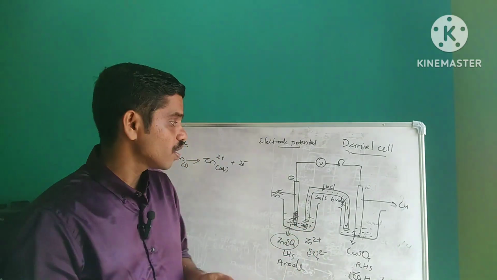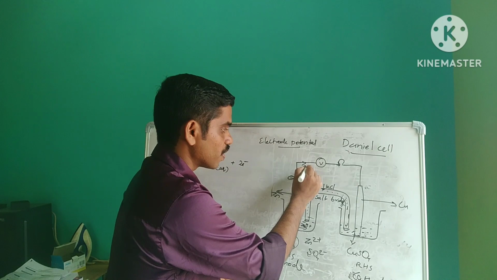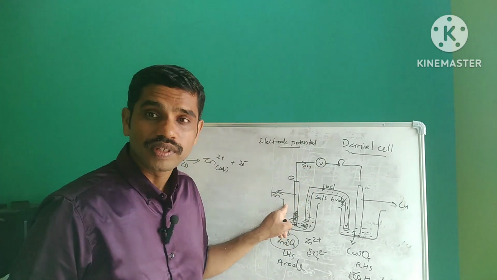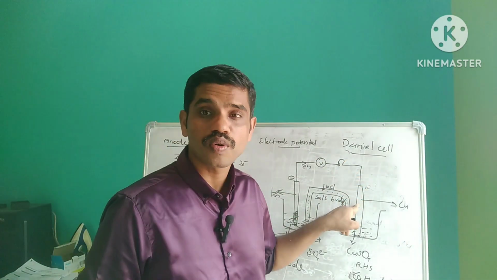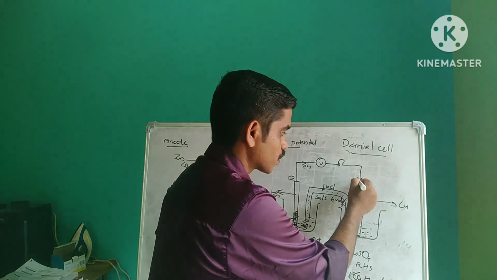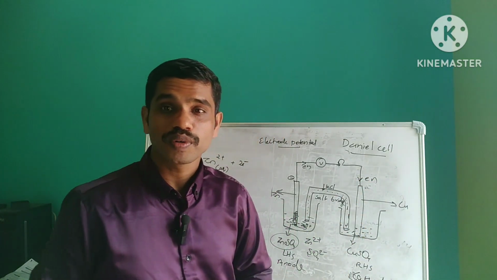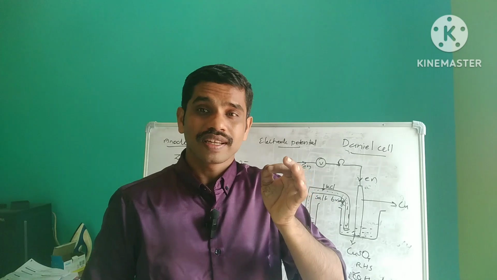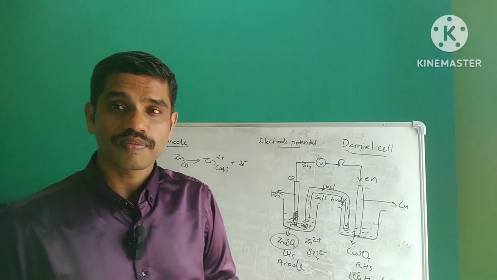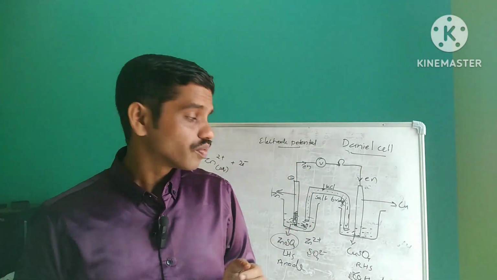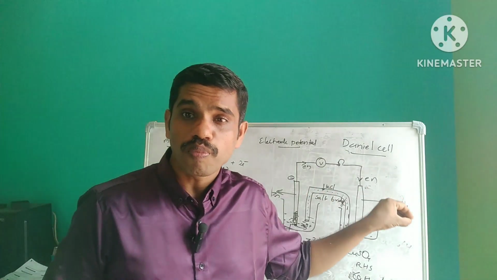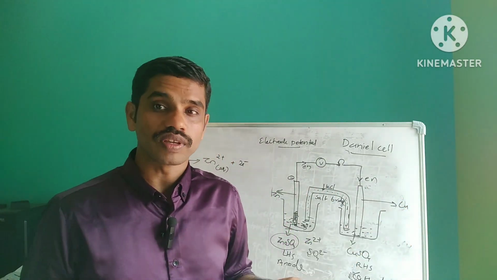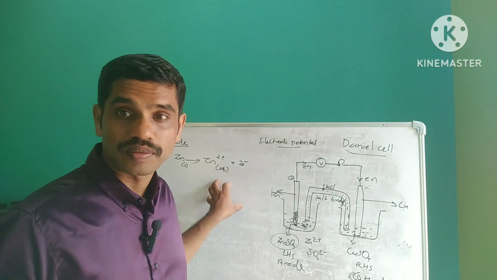The electrons will move from the zinc electrode to the copper electrode. So it's an important question. Tell the direction of electrons. From where to where is it moving? From the zinc electrode to the copper electrode, the electrons are moving after the oxidation reaction.